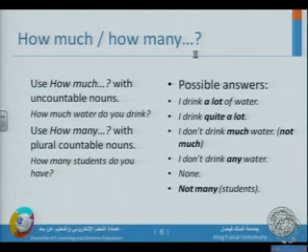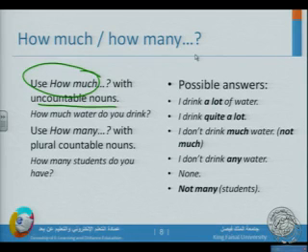As for the uses of how much or how many, you also have to make a difference between both. You should be careful and pay attention to the difference. Use how much with uncountable nouns. How much water do you want? But I can't say here "how many water", I have to say how much water. Why? Because much is used with uncountable nouns, and water is uncountable.